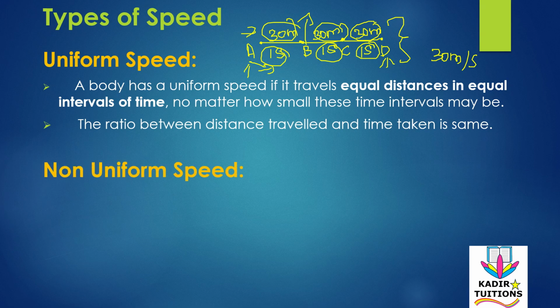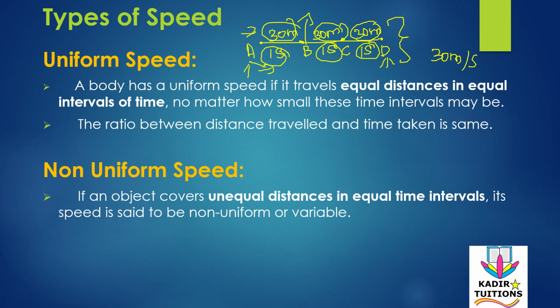Now we'll see what is non-uniform speed. You can guess what it is, right? If unequal distances are covered in equal intervals of time, then we can say it's a non-uniform speed. So maybe an object is starting at place A. It is moving till B for 1 second. It's a traffic free area, so maybe it has moved 50 meter in 1 second. Now from B to C, a little traffic was there. Again the same 1 second has been taken, and I can write over here 30 meter. So from B to C, we are moving 30 meter in 1 second.